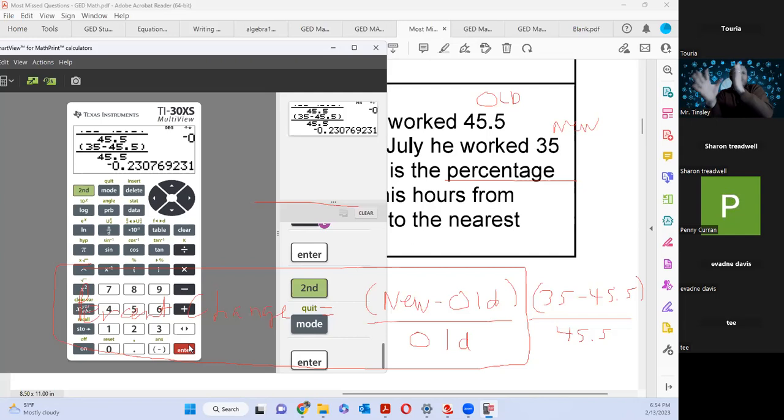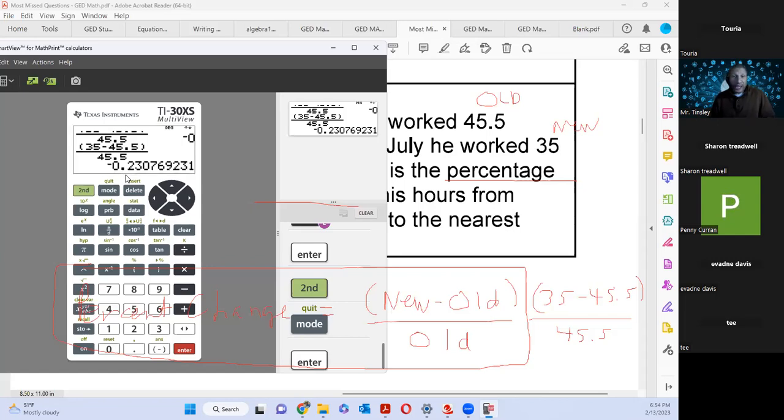Over again, you reverse the numbers. It needs to be 35 minus 45.5 over 45.5. So you got a 30% increase when you reverse those numbers. So remember, that's the common mistake that I just talked about that people make. You gotta identify that old and new. So now, how you know it's a decrease is because the number starts with a negative.